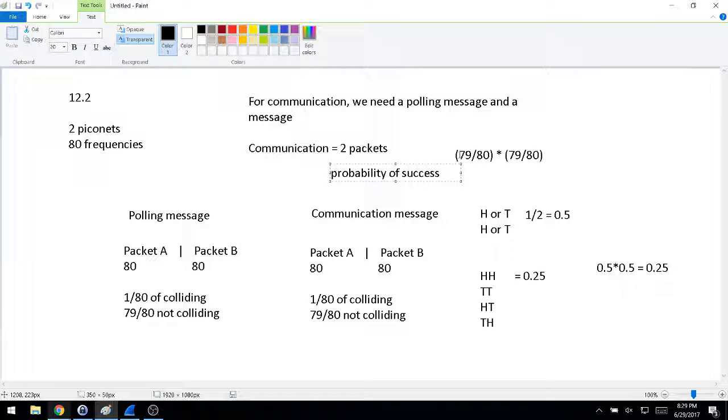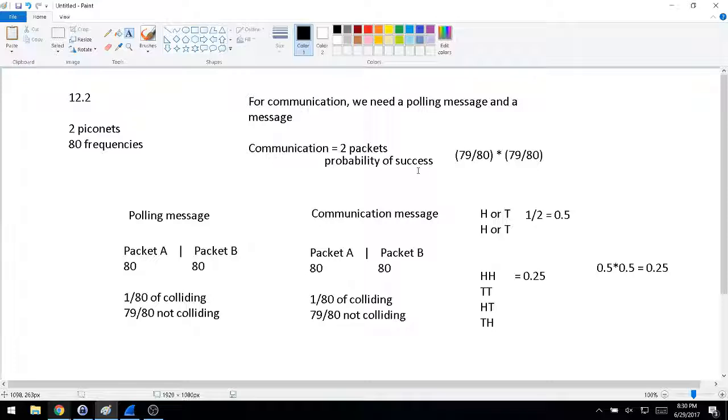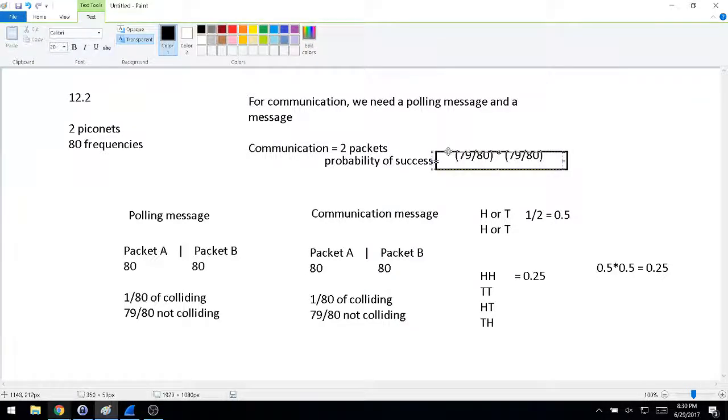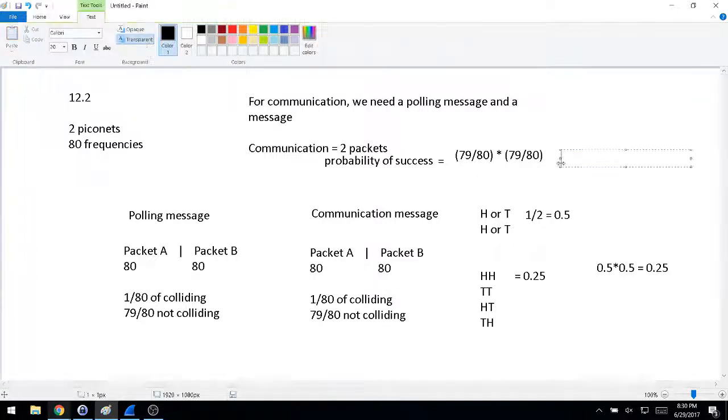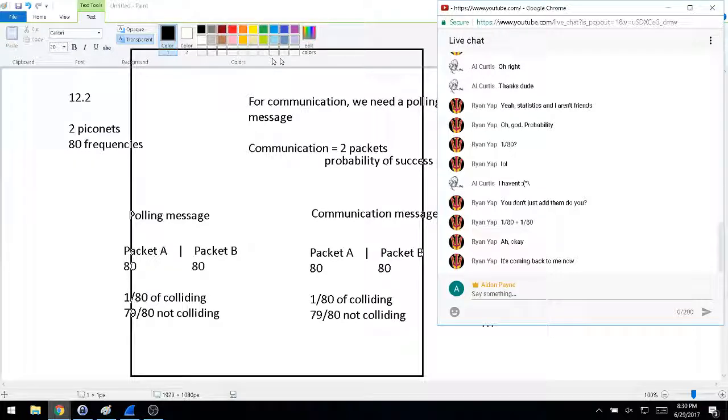The probability of success is 79 out of 80 times 79 out of 80. Because remember, this is just looking at the odds that they don't collide, which we calculated here. They have a 79 out of 80 chance of not colliding. And so that number, which you could also square, that works too, 79 divided by 80 squared, is equal to 0.975156. That's the probability of success, saying that the message goes through without any problems.